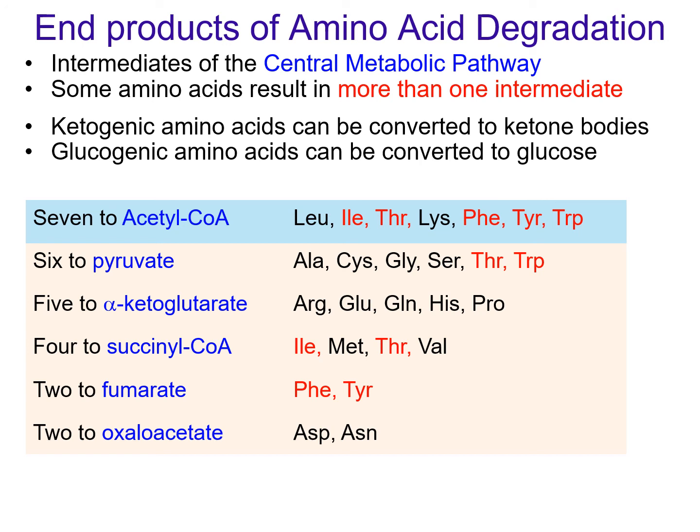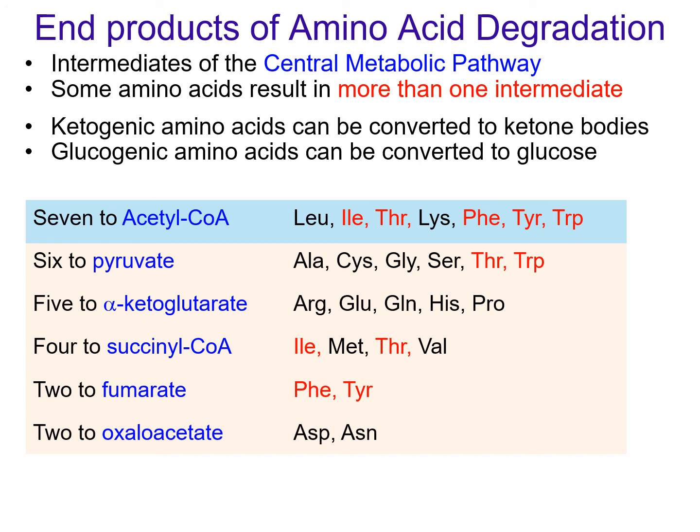This is a summary of the previous slide, the intermediates of the central metabolic pathway, how our amino acids are degraded and catabolized. And so some of them are ketogenic amino acids. They convert into ketone bodies, as I said, and some of them are glucogenic and can be converted into glucose. We know that if we can get something that's oxaloacetate, then they can be turned into glucose in gluconeogenesis.